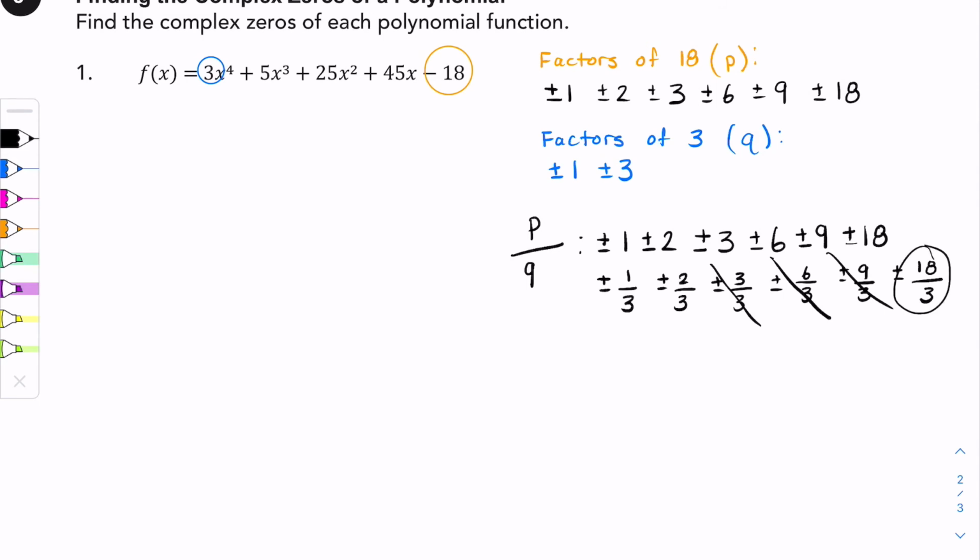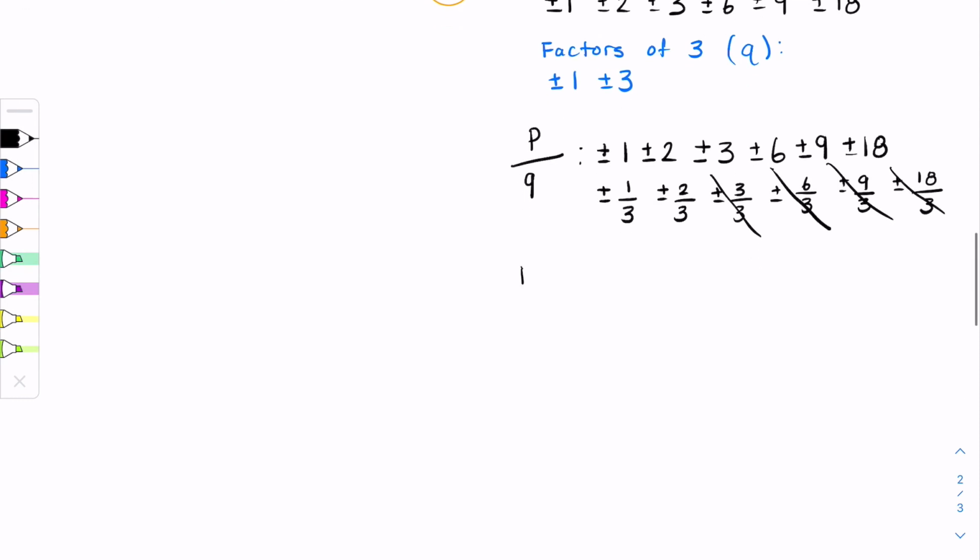And 18 over 3 simplifies to 6. We can eliminate that value as well. So our final P over Q list is going to be plus or minus 1, plus or minus 2, plus or minus 3, plus or minus 6, plus or minus 9, plus or minus 18, and plus or minus 1/3, plus or minus 2/3.